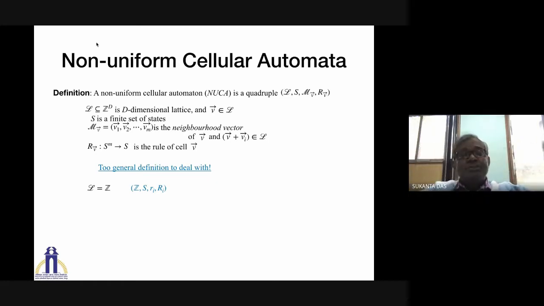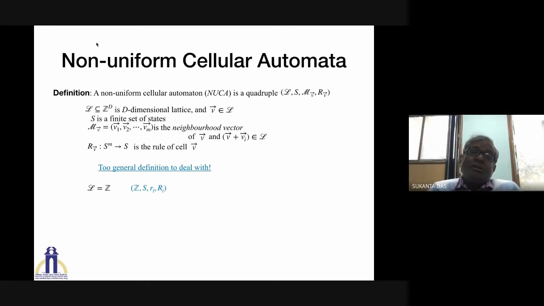See, this is a one-dimensional array. Say this is the ith cell. This cell depends on ri number of neighbors on the left and ri number of neighbors on the right. So this is the meaning of the radius.